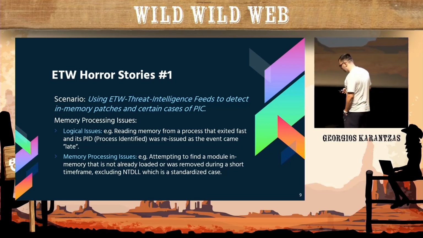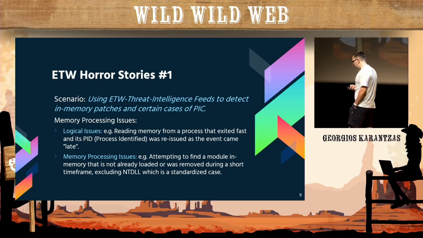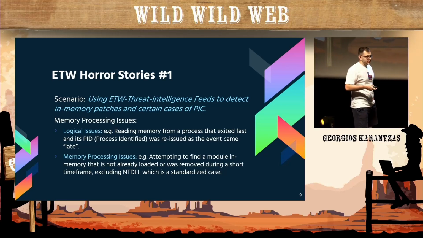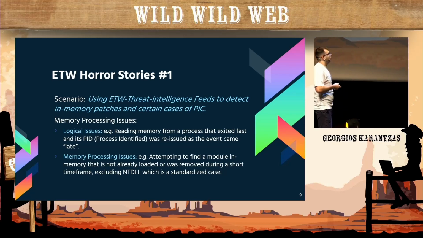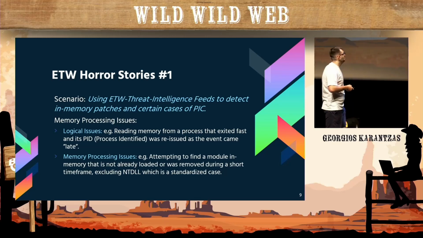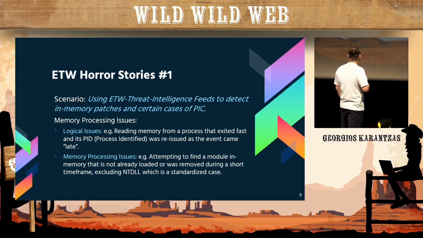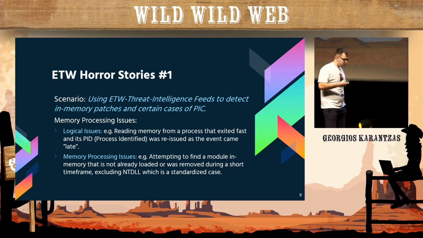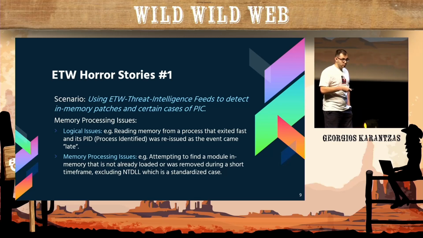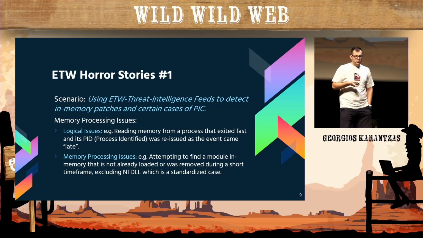So what I will do now is explain to you a couple of things that happened to me. While I was experimenting, I wanted to detect via ETW memory patching and position independent code, or shellcode if you like. So essentially, we had logical issues. If we did something real fast, there was the possibility that the process would die. There would be another process created with the same PID reassigned, and we would end up with a memory scanning of a legitimate process. So we're entirely missing the detection.